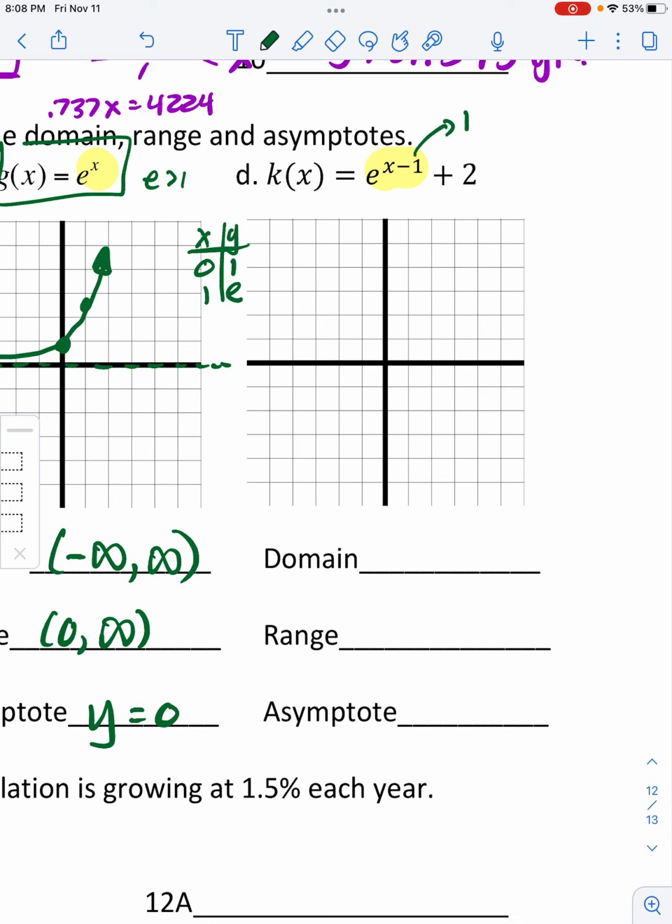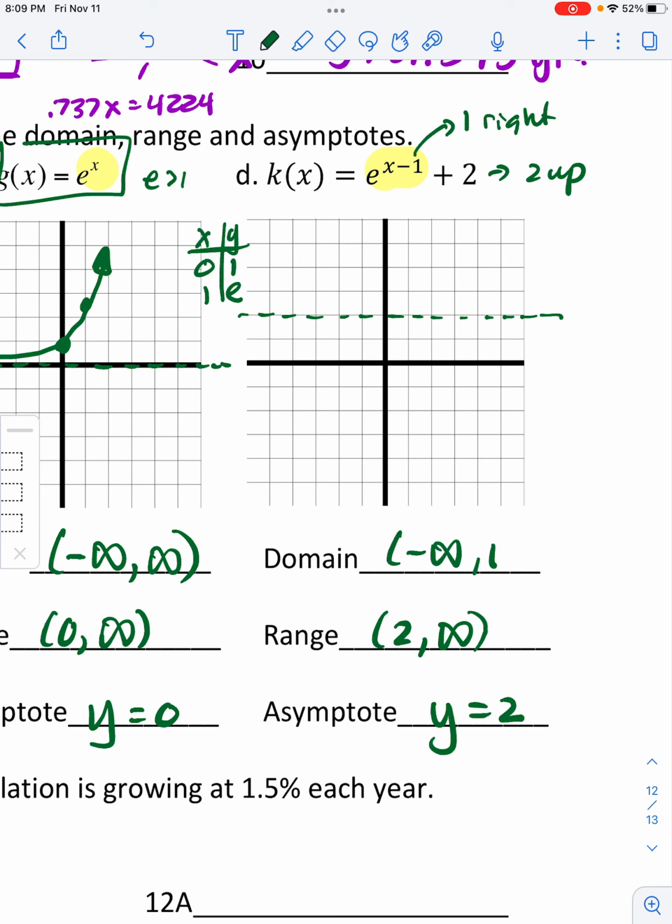Now, what about this? Transformations. This is going to be 1 to the right and 2 up. The 2 up is significant because that moves my horizontal asymptote up 2. So now I'm at y equals 2, and that's going to push my range up above 2, because if you push that floor of the graph up, it moves with it. But my domain will remain all reals because it always is for the domain of an exponential.